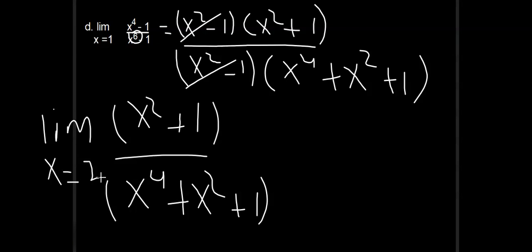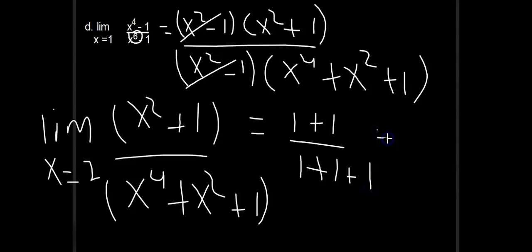Now when you substitute the number 1 for x, I'm sure you're not going to get 0. So I substitute: 1 times 1 is 1, so it will be 1 plus 1, over 1 to the 4 is 1, so 1 plus 1 to the 2 is also 1, so 1 plus 1. So this will be 2 over 3. My last answer will be 2 over 3.